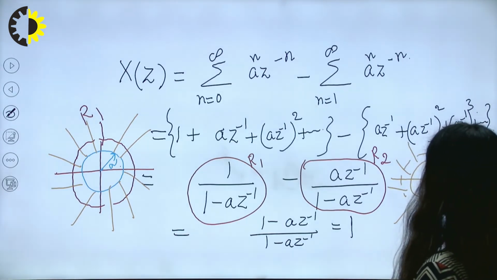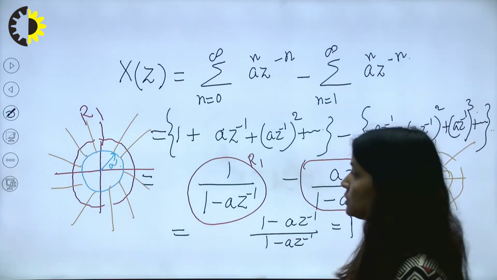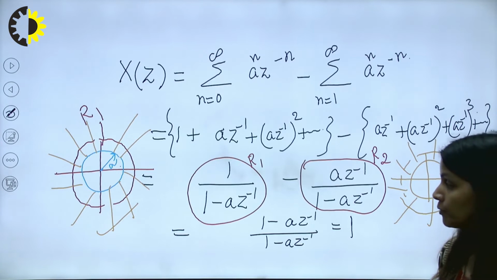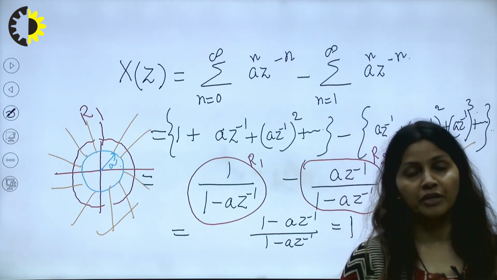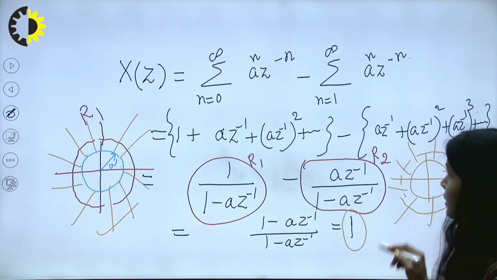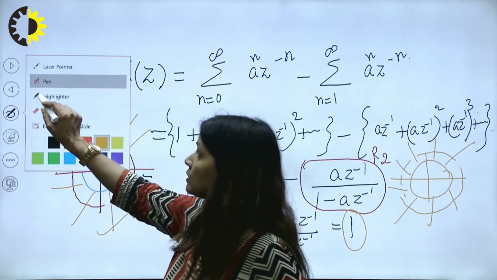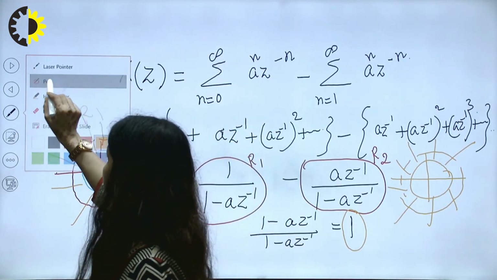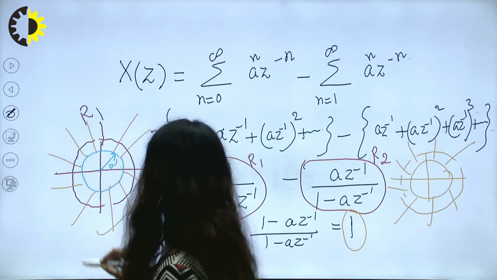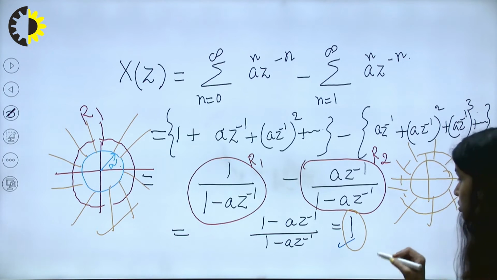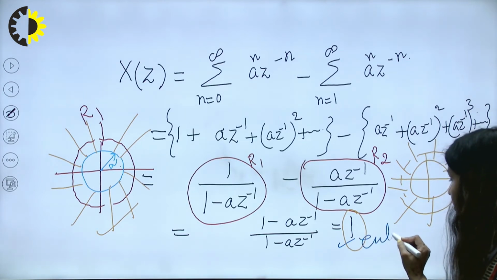And this is my unit circle. So this ROC is for these two. But the point worth mentioning here is that my result is coming out to be 1. So this ROC is the entire Z plane, isn't it?